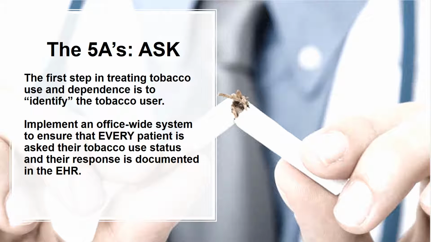The first step in the intervention process of the 5 A's is the ask. It is imperative to systematically ask every patient at every visit about their tobacco use and ensure that their tobacco use status is documented in your electronic health records. Here are some examples of the ask to initiate this conversation. Joe, have you ever smoked? Jane, how often do you smoke?